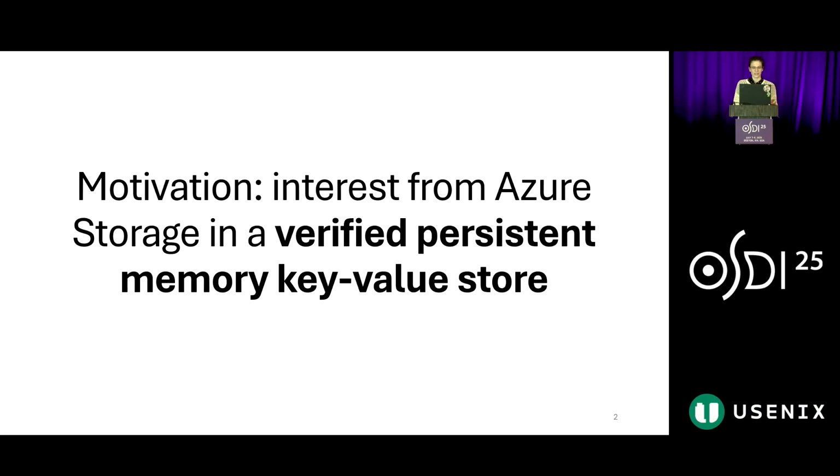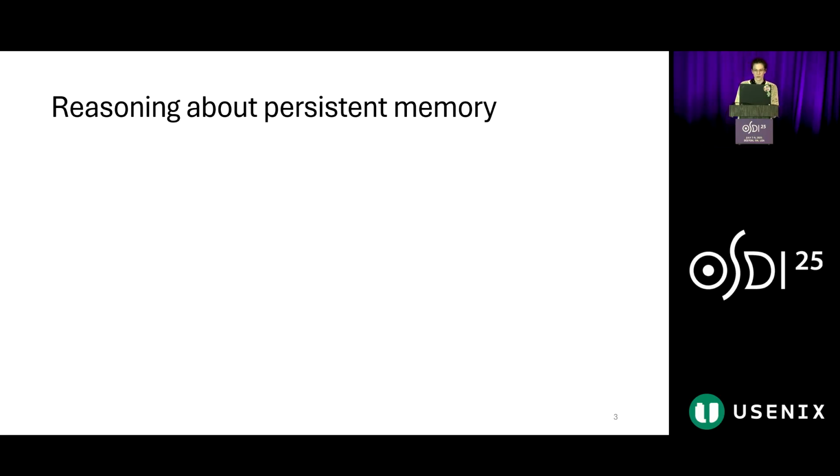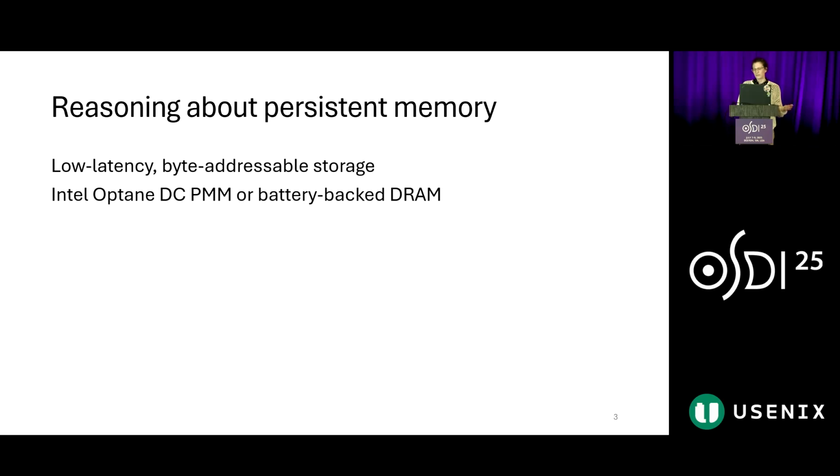This is challenging. Verification is difficult, and persistent memory introduces some really interesting new challenges when it comes to system design. If you're not familiar with persistent memory, it's a type of low latency and byte addressable storage that was available for a while as part of Intel's Optane project. And while that project has since been discontinued, a similar type of hardware is available in the form of battery-backed DRAM, which is the use case that we're targeting here. There has not been any prior work on formally verified persistent memory storage systems, so the systems we've built here are the first of their kind.